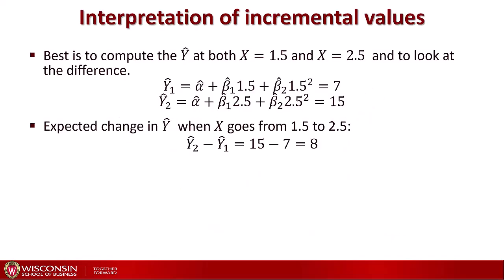So what should we do instead? Well, the best is to compute the y hat, the expected y, at both x equals 1.5 and 2.5 using the whole model instead of using the derivative. So for x equals 1.5, we find that y1 is equal to 7. And for x equals 2.5, we find that y2, the expected y2, is 15. So in that case, the expected change in y hat when x goes from 1.5 to 2.5 is 8 and not the approximate 7 we found before.